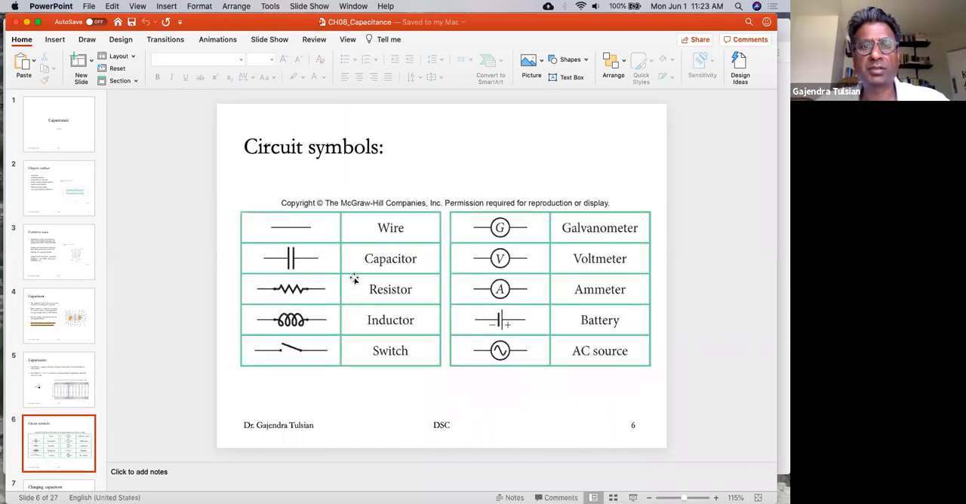Right, so here are some electrical symbols. This is the symbol for a wire, for a capacitor. This is the symbol for a resistor, an inductor, a switch, a galvanometer, a voltmeter, an ammeter, a battery, and often we don't write these plus and negative signs. So you just want to remember that the longer line represents the positive terminal, and the shorter one, the negative terminal. And here's an AC source.